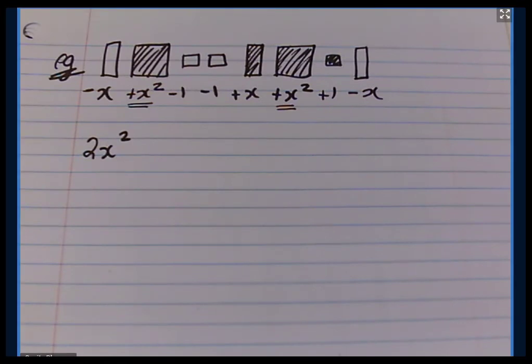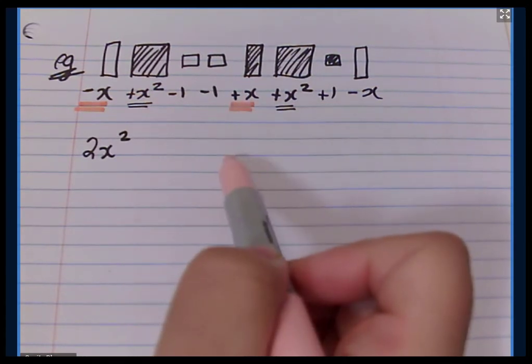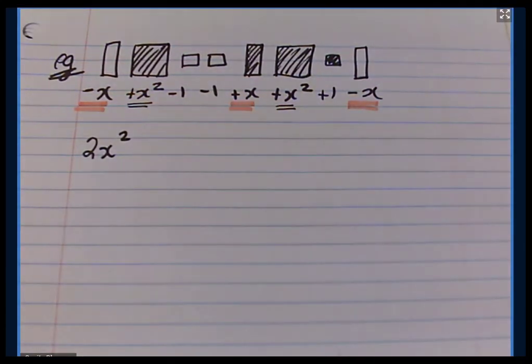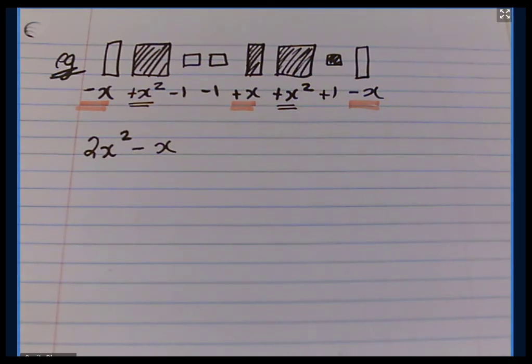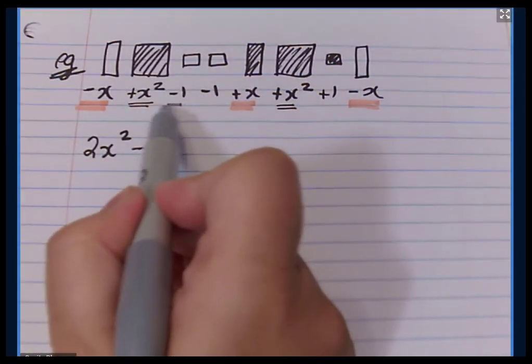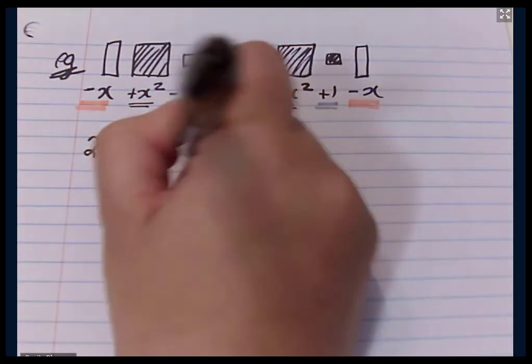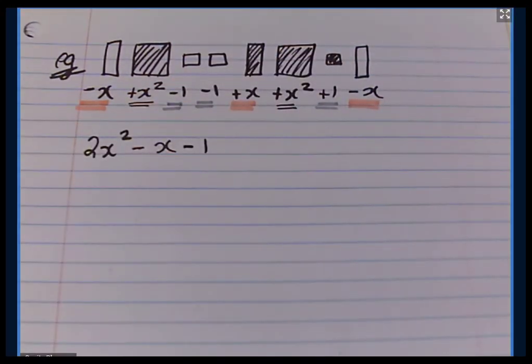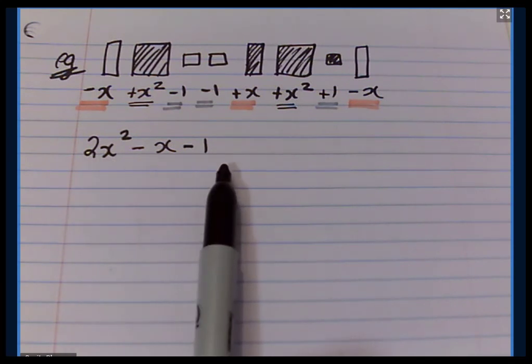Next, I'll work with the x values. I have minus x, a plus x, and a minus x. That will leave me with just minus x, or minus 1x. And the last one is negative 1 minus 1 plus 1. And that leaves me with just minus 1. So our expression here, once simplified, is just 2x squared minus x minus 1.